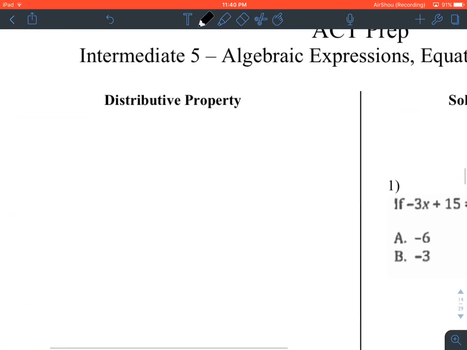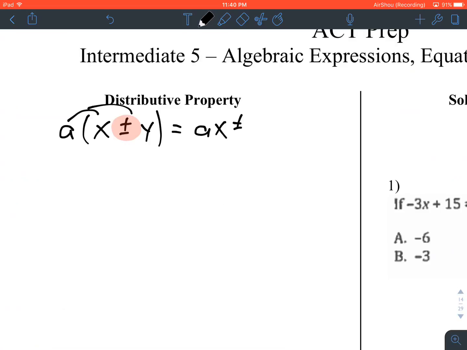Distributive property. The distributive property works whenever you are multiplying a number times a sum or a difference. This plus or minus means that it could be a plus or a minus. It doesn't affect how this works. We're going to multiply the a times each of the terms in the parentheses.